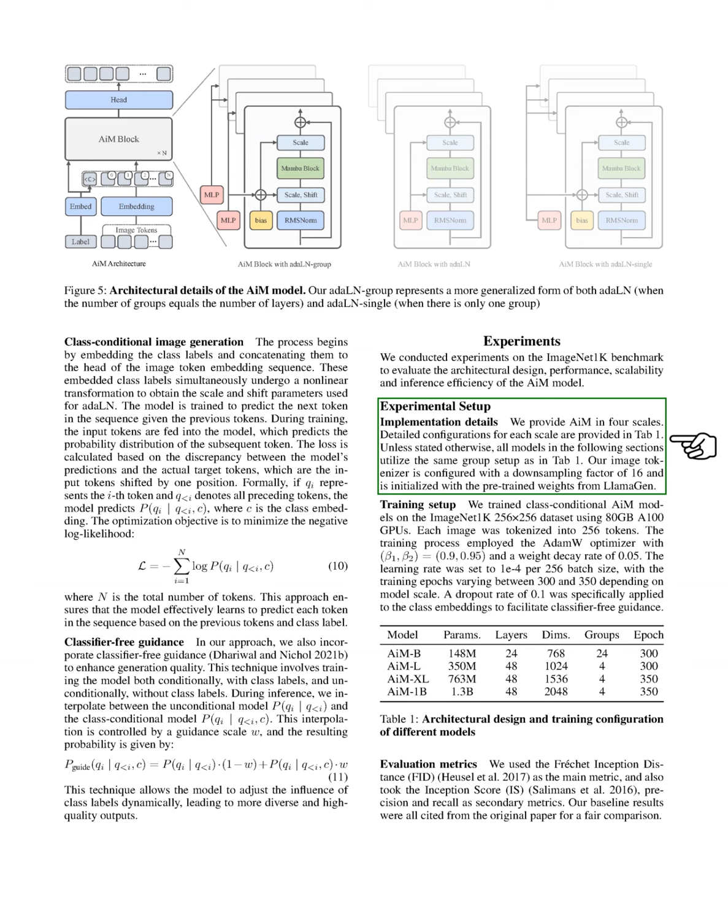For training, we used class-conditional AIM models on the ImageNet 1K dataset at a resolution of 256 by 256 pixels, utilizing 80 GB A100 GPUs. Each image was divided into 256 tokens. We employed the AdamW optimizer with specific beta values and a weight decay rate. The learning rate was set to 1e-4 per batch size of 256, with training epochs ranging from 300 to 350 based on the model scale. We applied a dropout rate of 0.1 to the class embeddings to support classifier-free guidance.